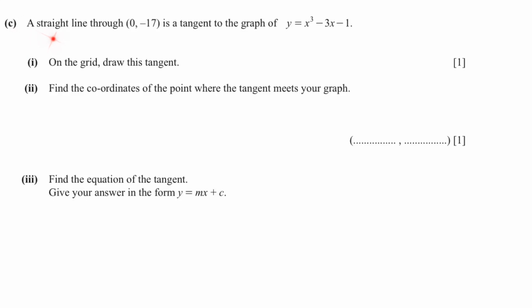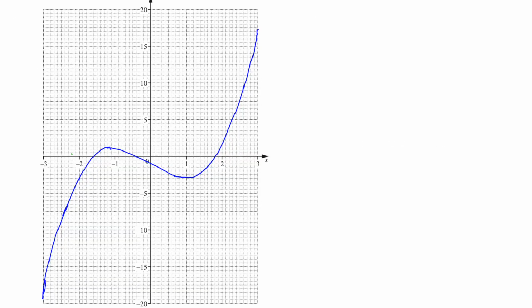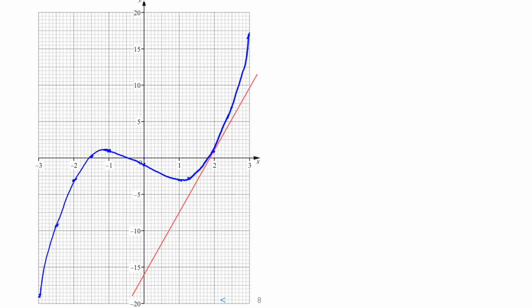Part C. A straight line through (0, negative 17) is a tangent to the graph of y equals x cubed minus 3x minus 1. On the grid, draw this tangent. So we have to draw a tangent that passes through (0, negative 17). It will be a line like this. Tangent means it touches the graph at only one point. So this is how we draw the tangent passing through (0, negative 17).